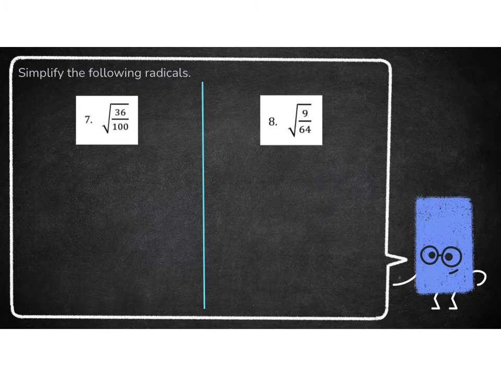Okay, let's take a look at number 7. Square root of 36 over square root of 100. The thing about 36 is it's a perfect square. It's 6 times 6. And the square root of 100 is 10 times 10.